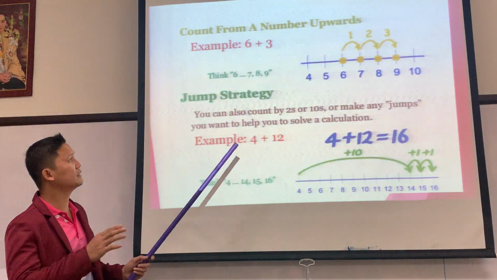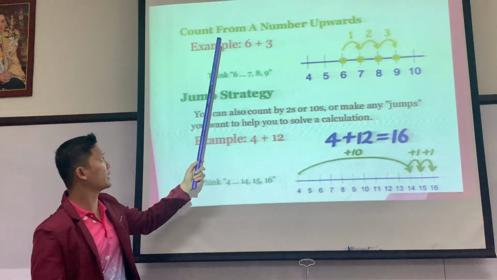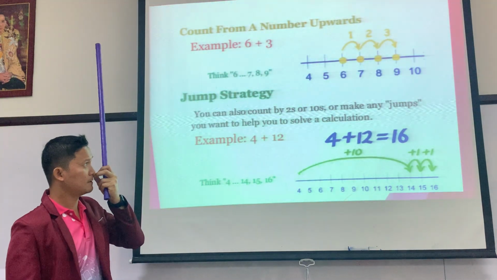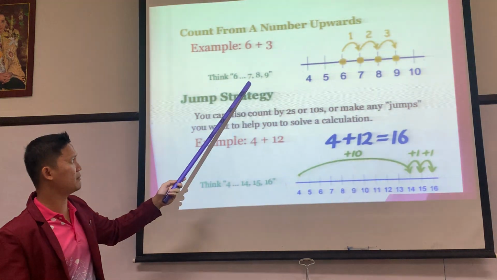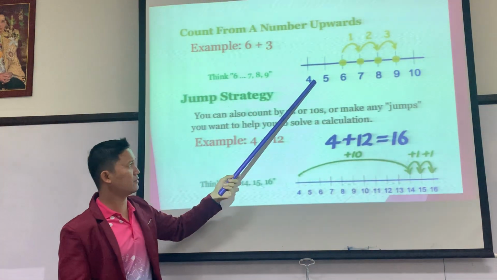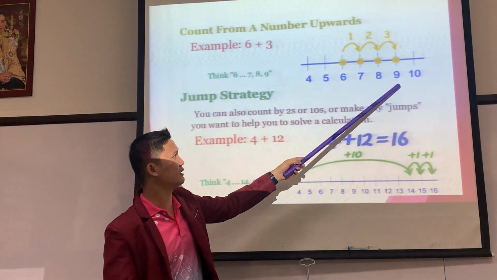Okay, in another way, we count from a number upwards. So for example, if we think of number 6, 7, 8, and 9. So from here, we are numbering 4, 5, 6, 7, 8, 9, 10.